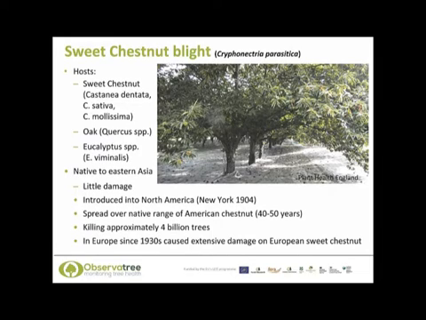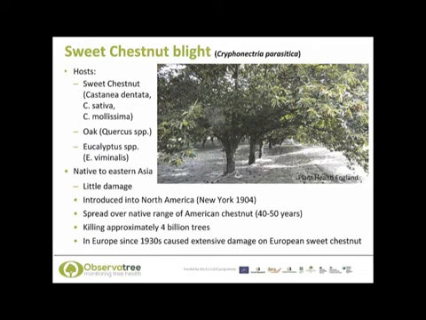Cryphonectria parasitica is native to Eastern Asia, where it causes little damage. It was accidentally introduced into North America in 1904. Since then it has spread over the native range of American chestnuts and killed about 4 billion trees. Cryphonectria parasitica is currently in Europe and it has been very damaging on European sweet chestnut.